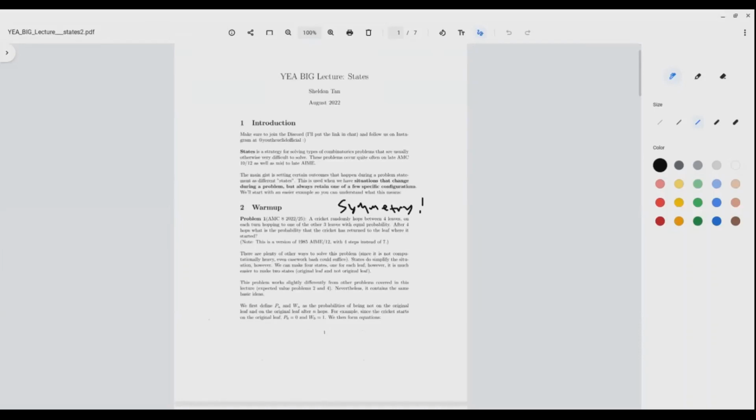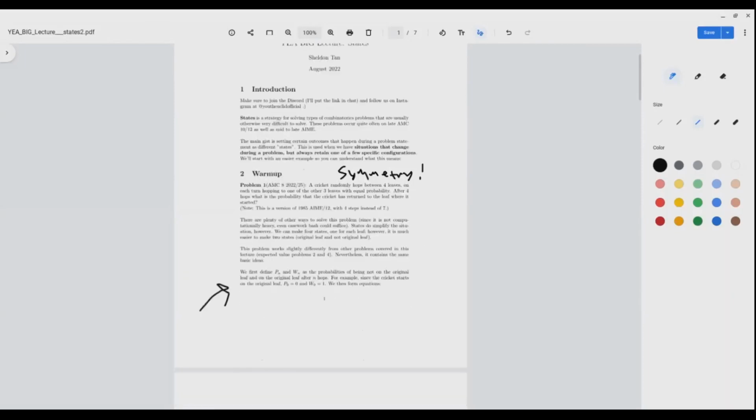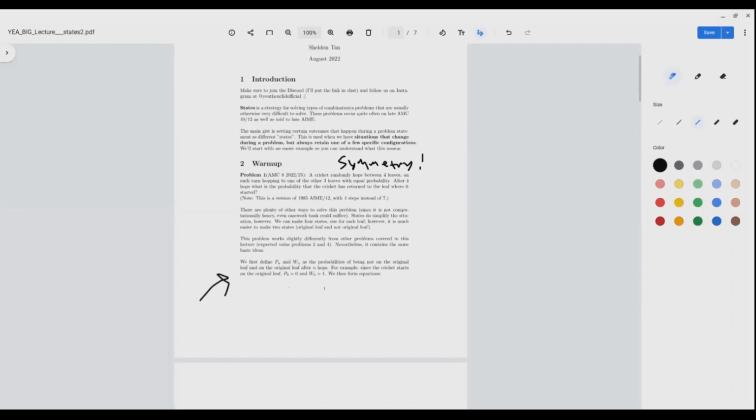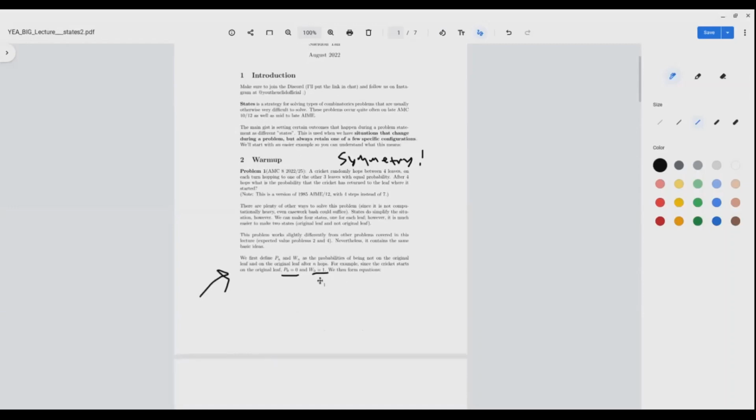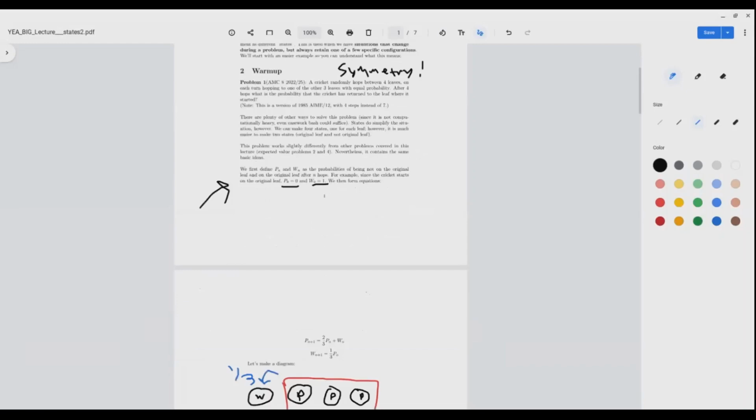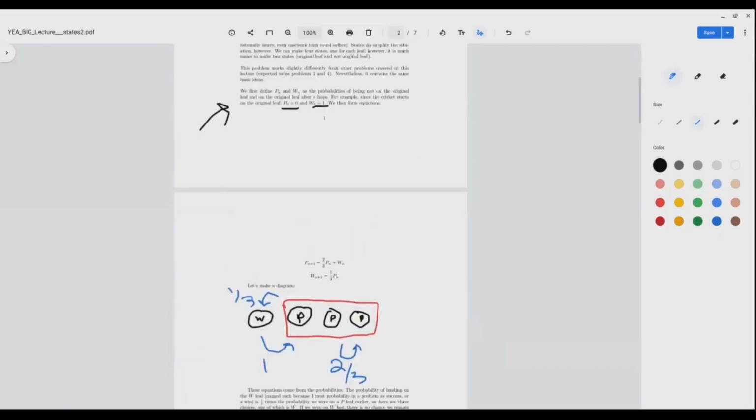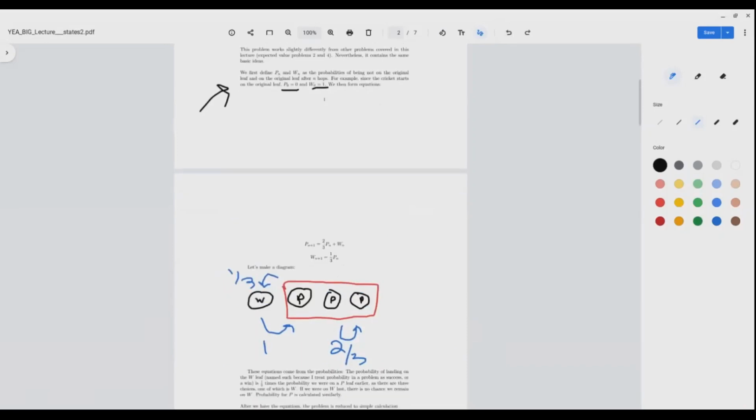So we first define P of n and W of n as the probabilities of not being on the original leaf and being on the original leaf after n hops. So basically P0 is equal to 0 and W0 is equal to 1, since we're starting on our original leaf, and then we can't start on a different leaf. So we then form equations. These equations, actually, we should get to them later. I'll go with the diagram first. This is probably easier to understand.